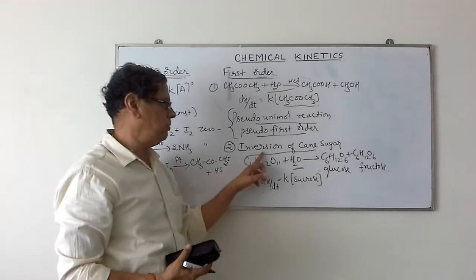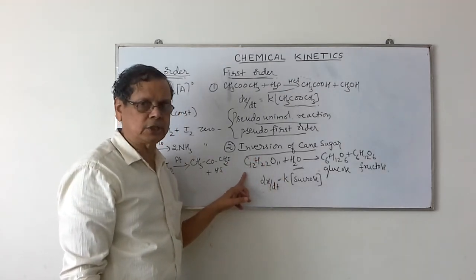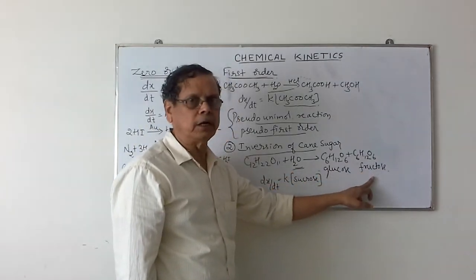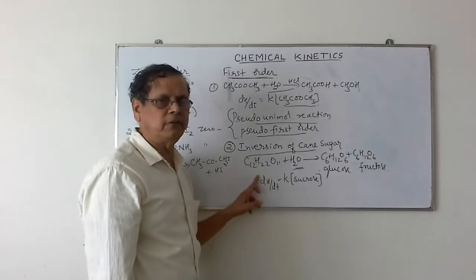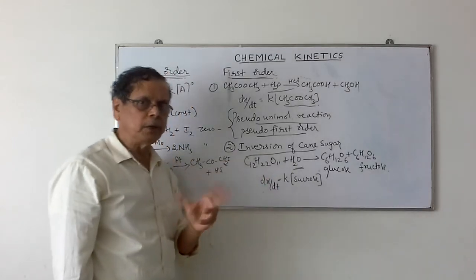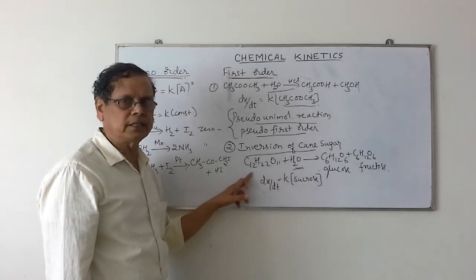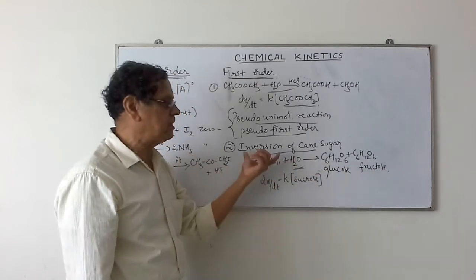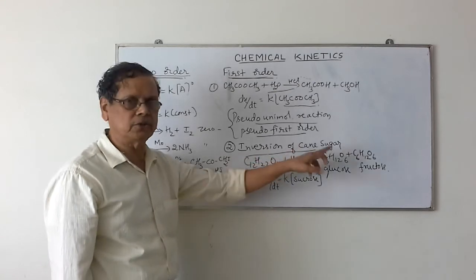Here it is named inversion because the optical rotation of the sucrose is dextrorotatory, but the mixture of glucose and fructose is levorotatory. There is a change in the optical rotation, which you might have studied in first year in optical activity. Since the optical rotation is dextro in case of sucrose and changes to levo in case of glucose and fructose, there is a change in the rotation, or inversion. That's why it is called the inversion of cane sugar.